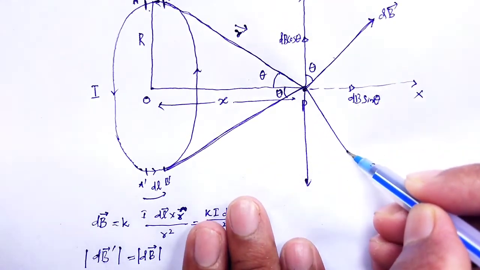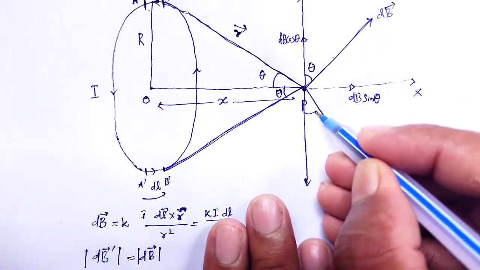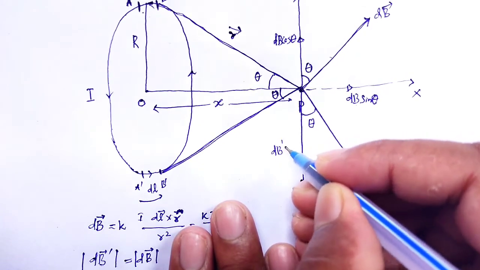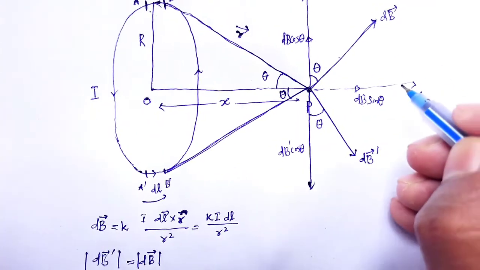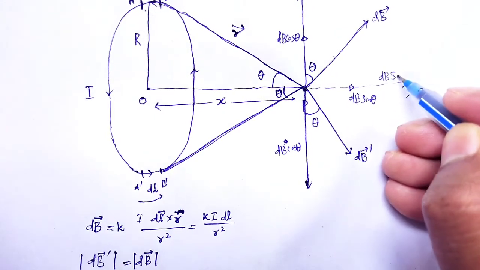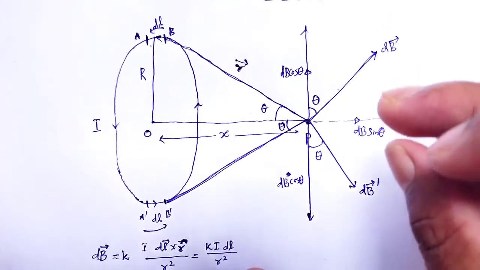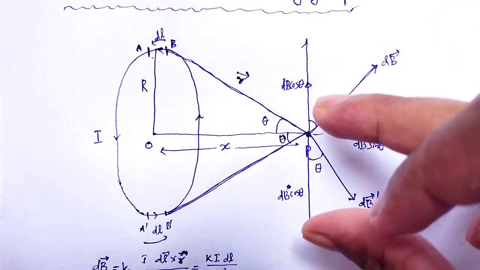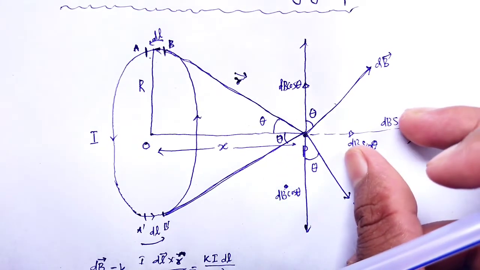Here the direction is just opposite, that is dB dash. Again we resolve that vector into two components: one is dB dash cos theta, another one is dB dash sin theta. Here dB dash is equal to dB, so dB cos theta and dB sin theta. Look at that section: the dB cos theta terms are equal and opposite, so they cancel each other, and the dB sin theta terms just add.